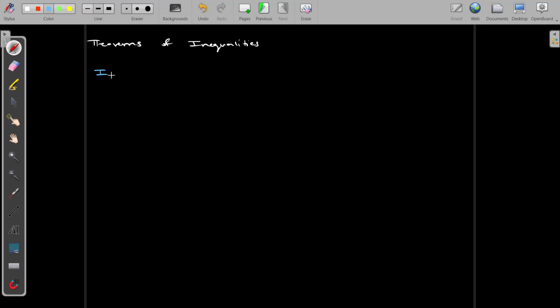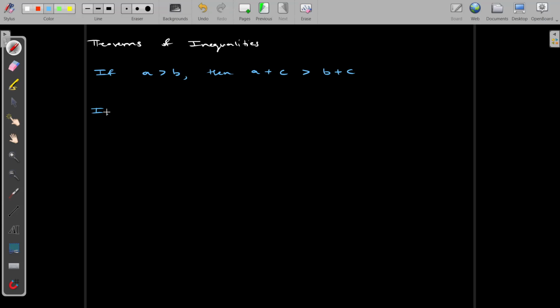So if A is greater than B, then A plus C must be greater than B plus C. That one is self-explanatory. If A is greater than B, and if we're adding A to a number, it must be greater than if we're adding B to that same number. So that's one of them.